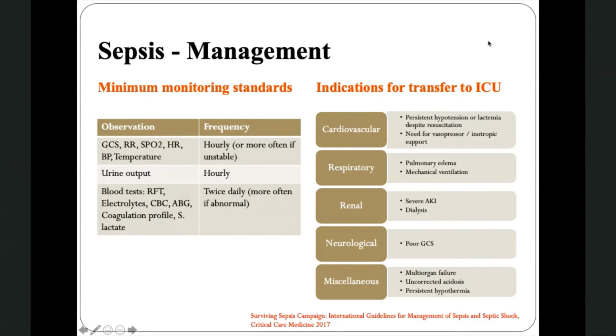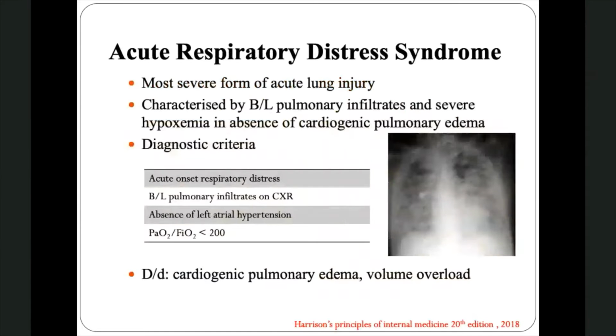So in the blood test, all this CBC, ABG, coagulation profile, and serum lactate needs to be monitored at frequent intervals. An indication of transfer to ICU is any of these organ system failure. So we have already discussed that whenever there is organ failure, single organ failure can be managed at HDU level, but whenever there is either respiratory organ failure or two or more than two organ failure, patient needs to be managed in ICU.